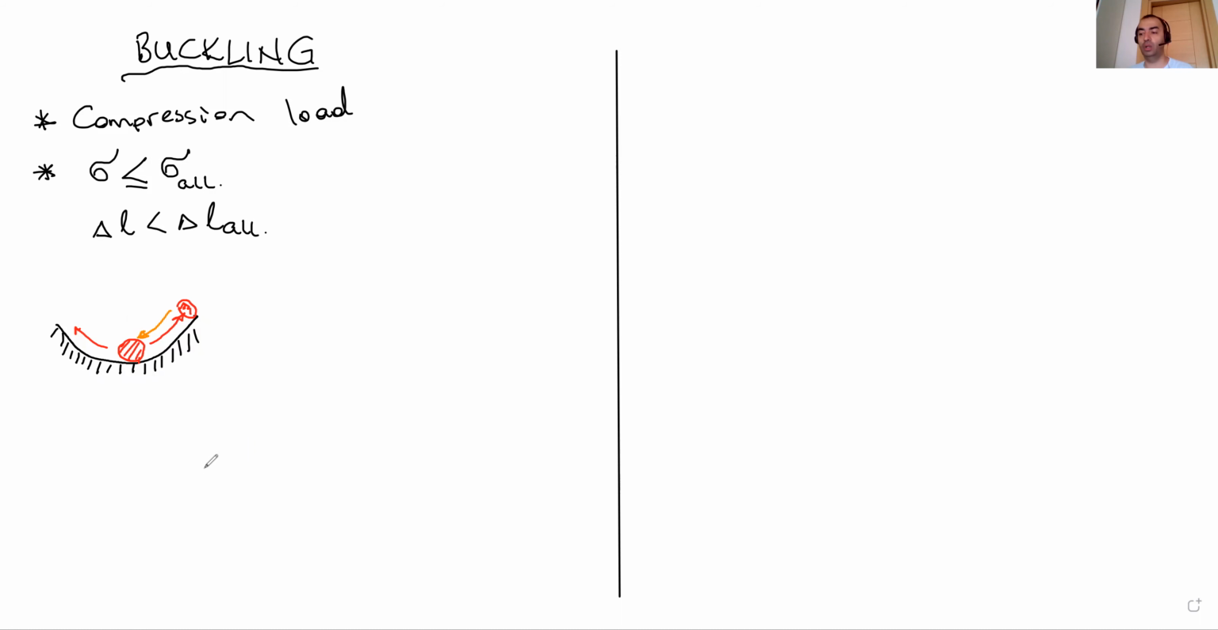So we call this type of balanced position stable. We can change the location, but it always comes back to the initial position. It stays like that. This is a stable equilibrium.